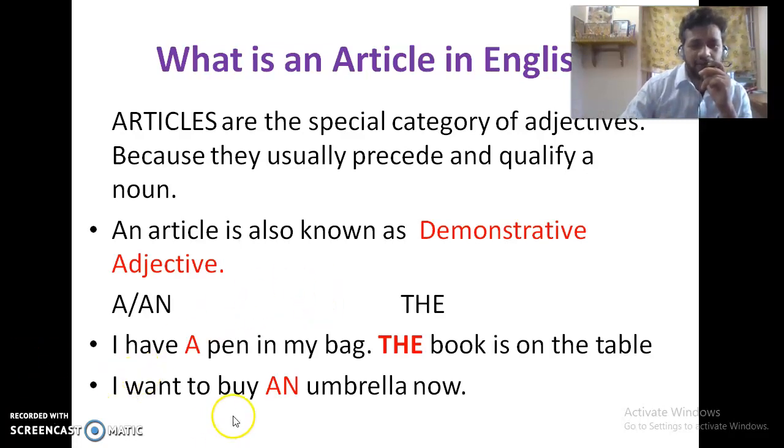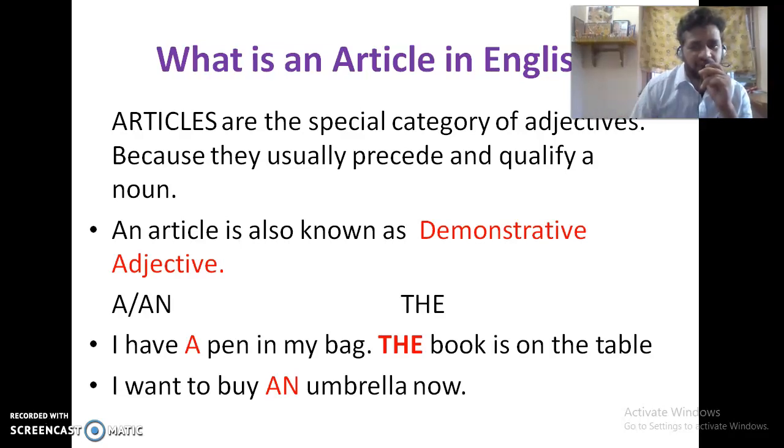I have made some examples on the screen. Look at the first example: I have a pen in my bag. I want to buy an umbrella now. And coming to the book is on the table. Here, why don't we use a book is on the table? I have the pen in my bag. I want to buy the umbrella now. Why don't we alter these articles in different places?